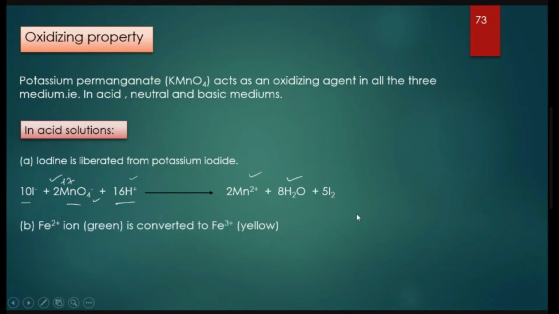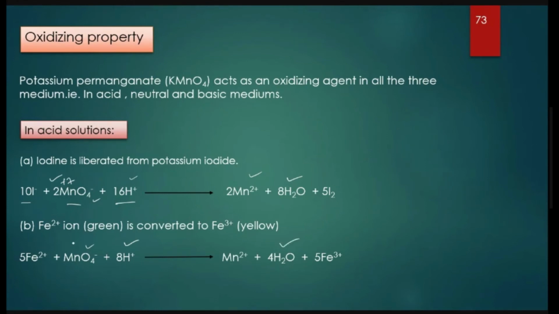Here the permanganate ion is also capable of oxidizing ferrous ion into ferric ion. Ferrous ion is green in color, whereas ferric ion is yellow in color. Now we shall see the reaction. Here you can see 8 H plus ions are there. They take away the 4 oxygen atoms, leading to the formation of 4 H2O. With 8 H plus ions, 4 into 2, 8 hydrogen atoms are there, so all the 8 hydrogen ions take away 4 oxygen atoms. This leads to the formation of 4 H2O.